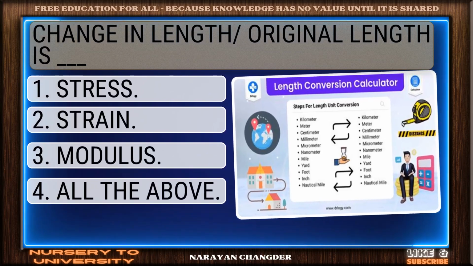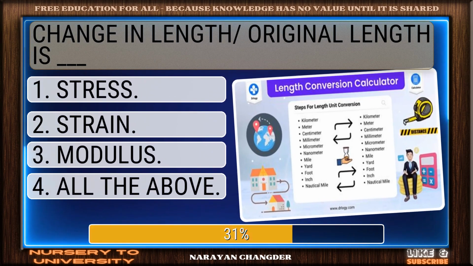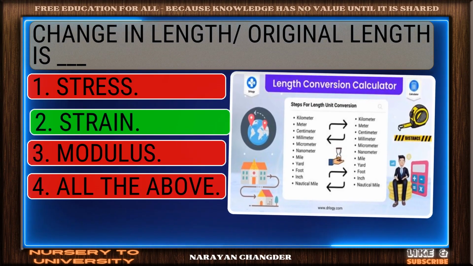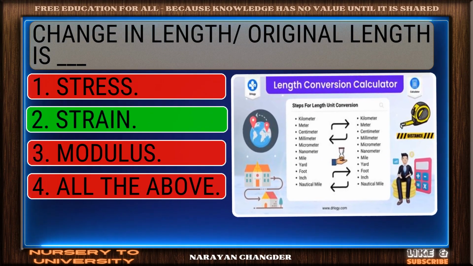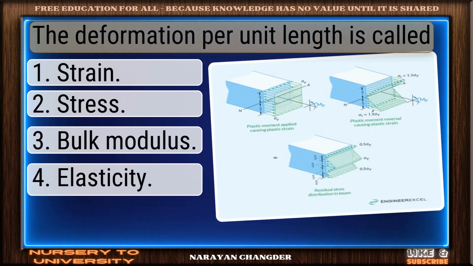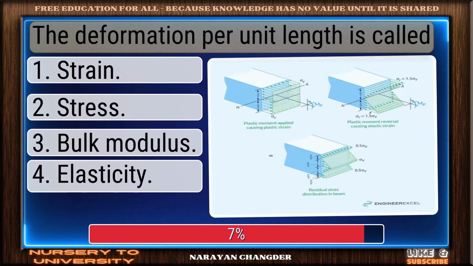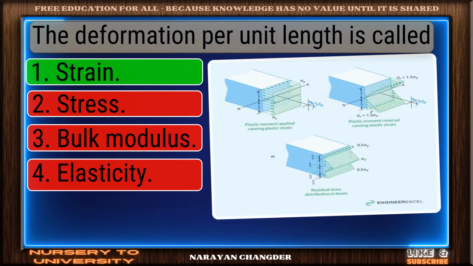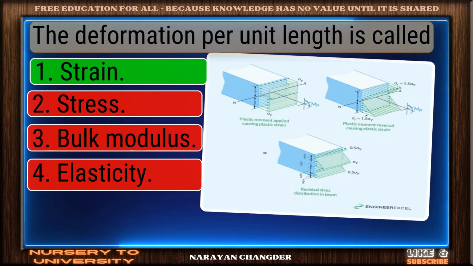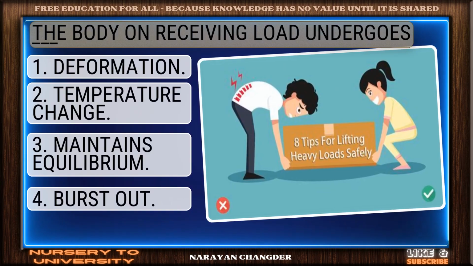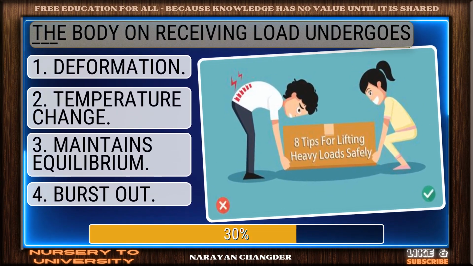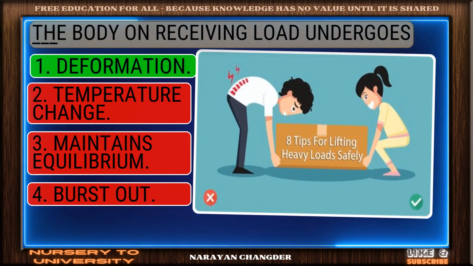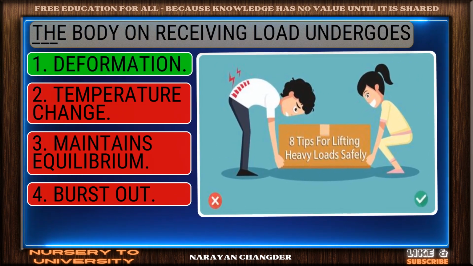Change in length, original length is dash. Well reasoned. Strain is the correct choice. The deformation per unit length is called. Good job. Your answer strain works well here. The body on receiving load undergoes dash. Right choice. Deformation is the best answer.